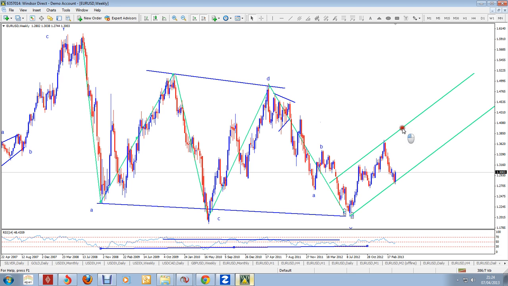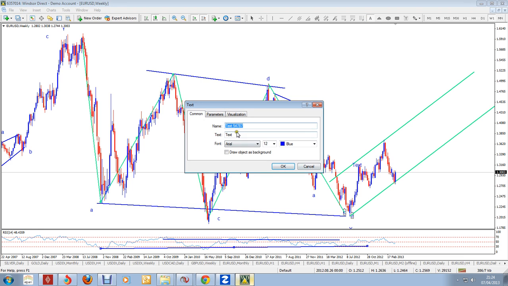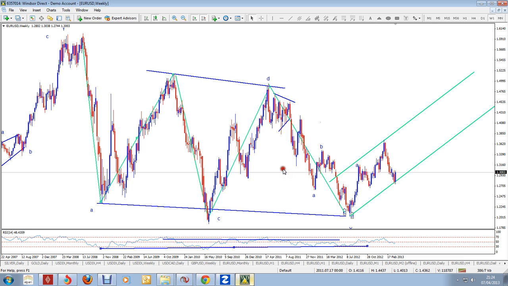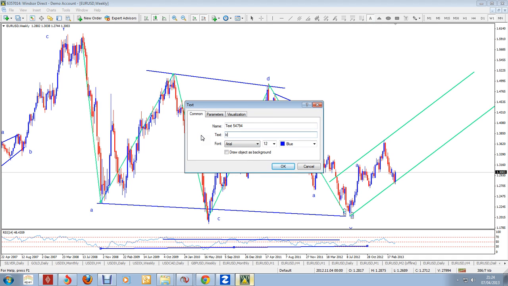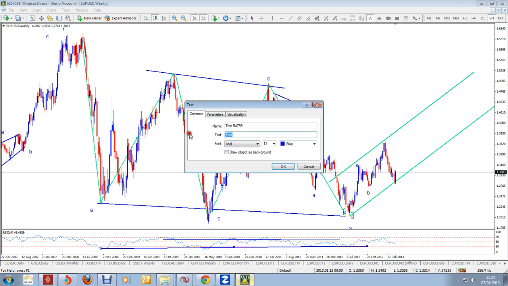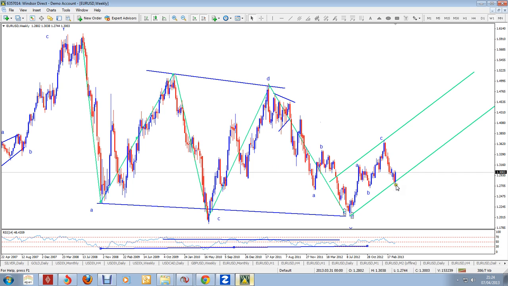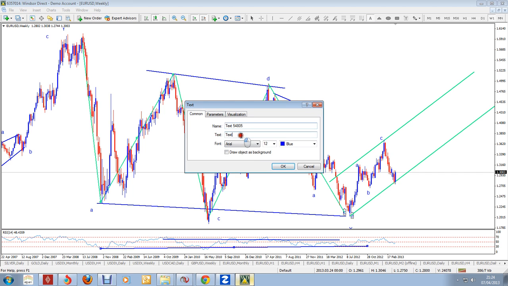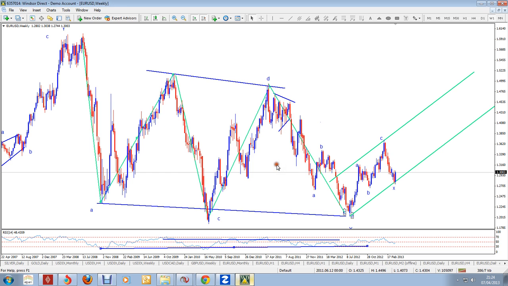Okay, and in that we have this one here as wave A, this one here as wave B, this one as a C, and my feeling is that here we've got a connecting wave X. So I'll go into that detail on the other chart.